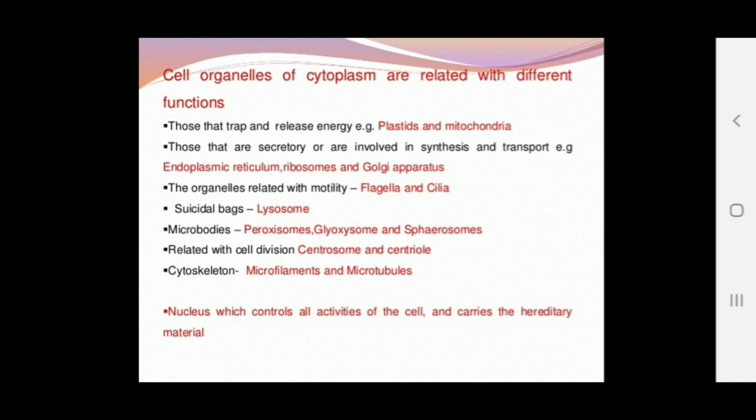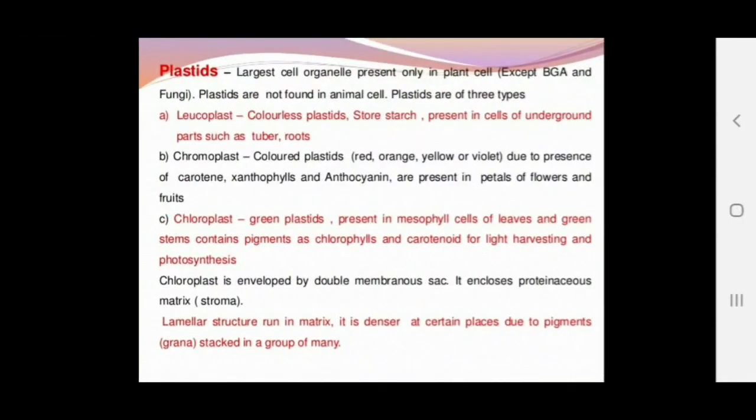And last but not the least, that is the nucleus, which controls all the activities of the cells and carries the hereditary units. Clear? Now we will see one by one about each cell organelle. First we will start with the plastids. This is the largest cell organelle present in the plant cell. Clear? Except in blue-green algae and the fungi.